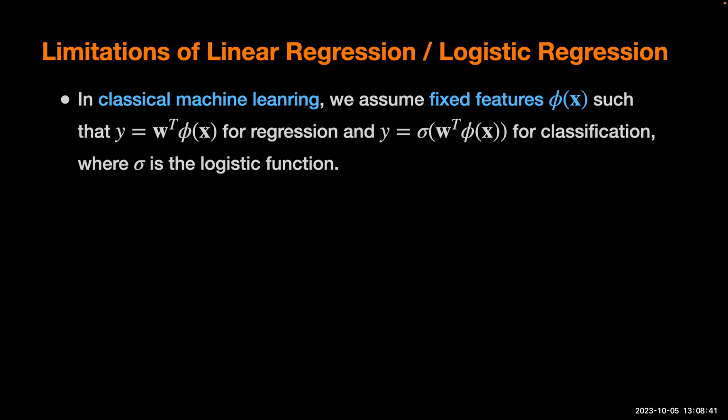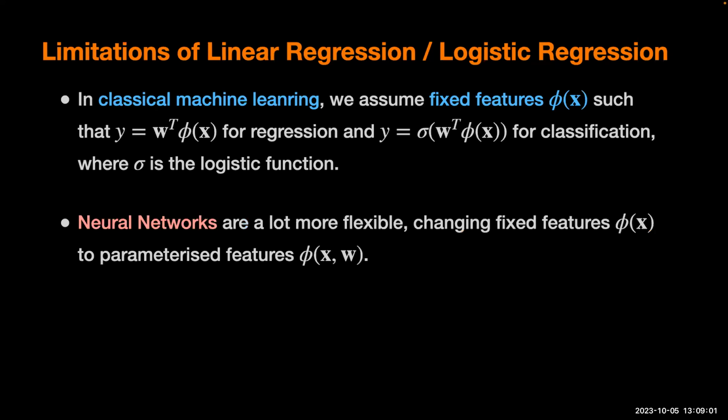But there is a problem with this assumption, right? This is a very strong assumption because we predefine the features phi of x. And arbitrarily, it's very hard to come up with a phi of x that will fit the output in the form of w dot phi of x.